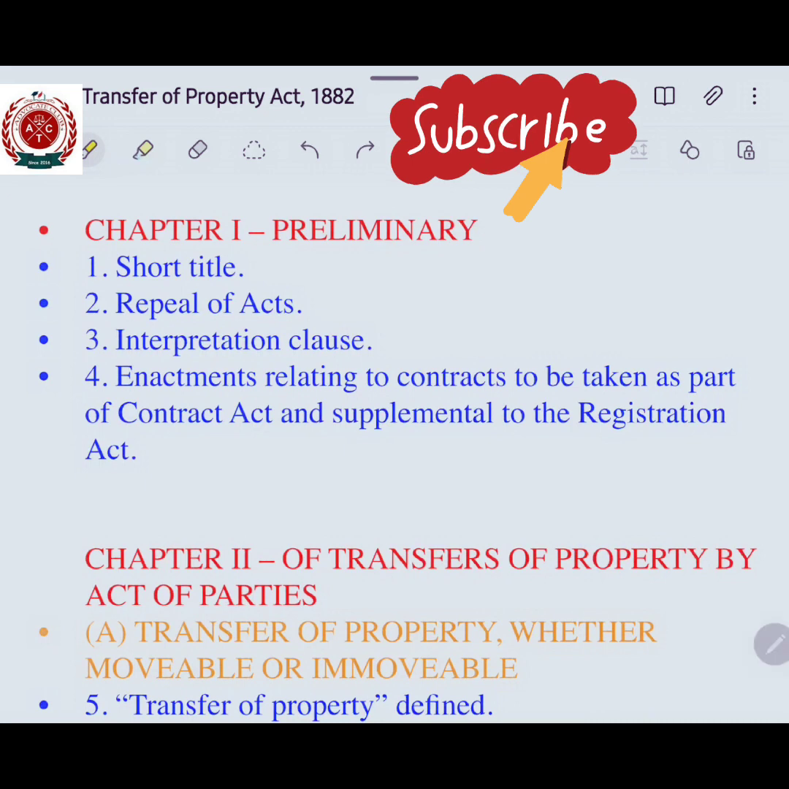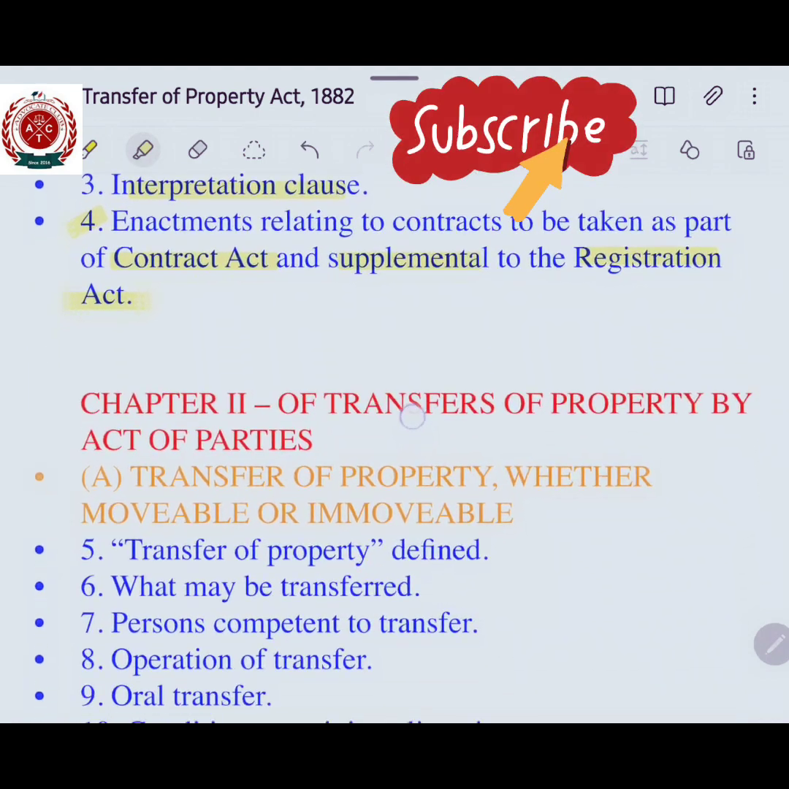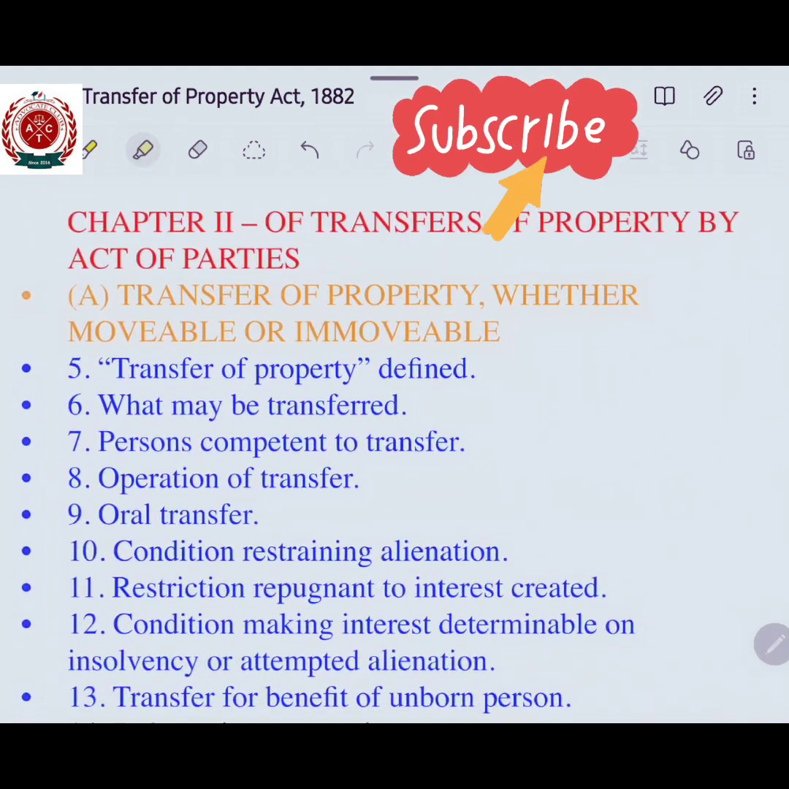So the first chapter is the preliminary chapter. It deals with section 1 to section 4: short title and interpretation clause. In the interpretation clause there are some definitions, and it is supplementary to the Contract Act and Registration Act.